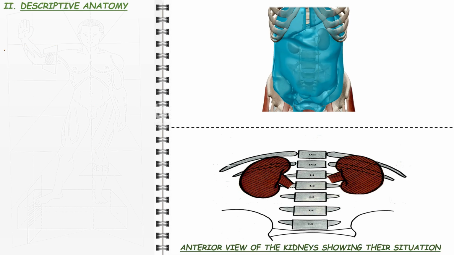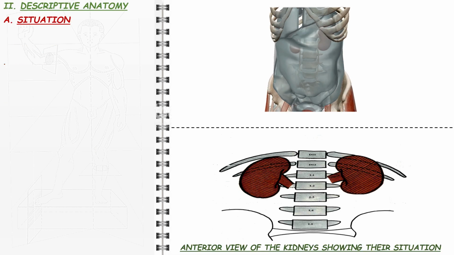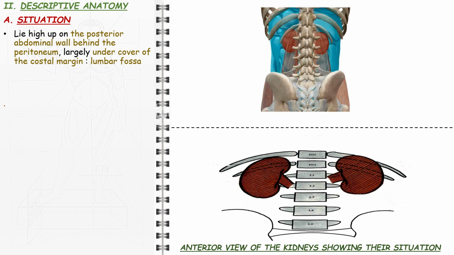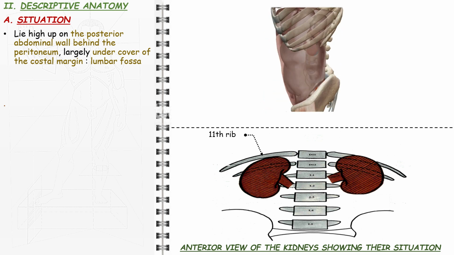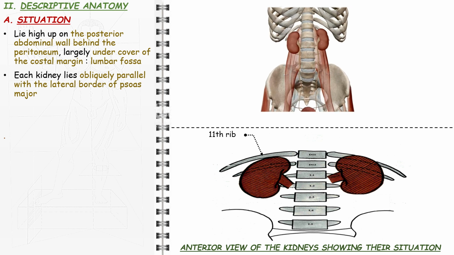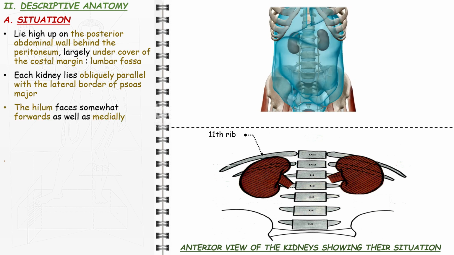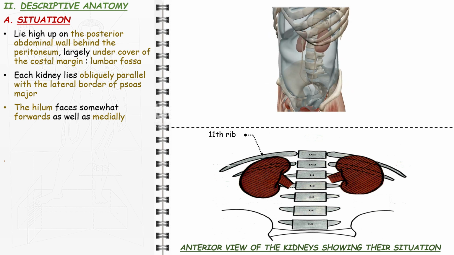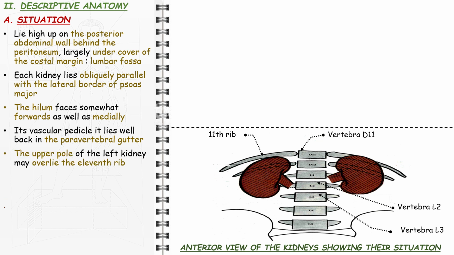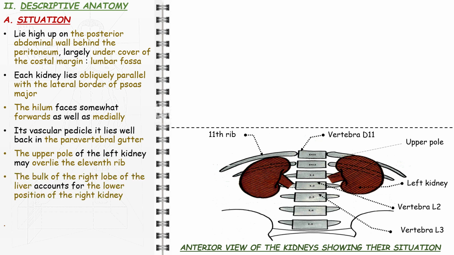The kidneys lie high up on the posterior abdominal wall behind the peritoneum, largely under cover of the costal margin in the lumbar fossa at the level of T12 and L1 vertebra. Each kidney lies obliquely downwards and laterally parallel with the lateral border of psoas major. The hilum faces somewhat forwards as well as medially, and the renal vascular pedicle lies well back in the paravertebral gutter. The upper pole of the left kidney may overlay the 11th rib. The bulk of the right lobe of the liver accounts for the lower position of the right kidney.